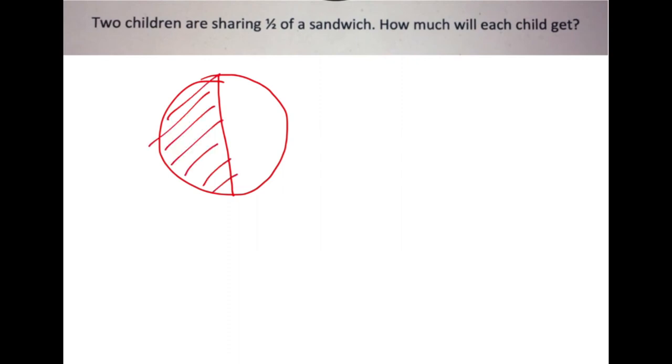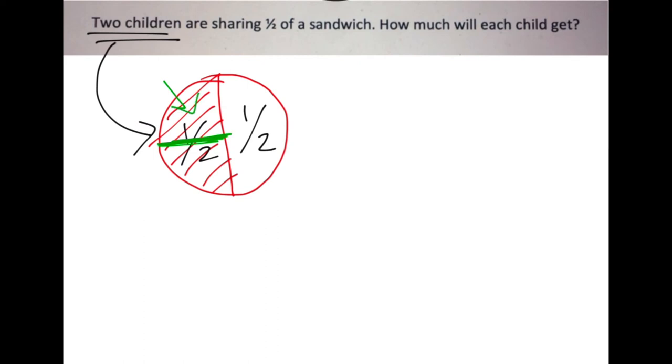2 children are sharing half of a sandwich. How much will each one get? Let's see if we can draw something here. Let's say we have a sandwich. So we have half of it. This is 1/2. This is another half. But 2 kids are going to share just this piece. So that means they will share it this way. One kid will take this piece, another kid will take this piece.